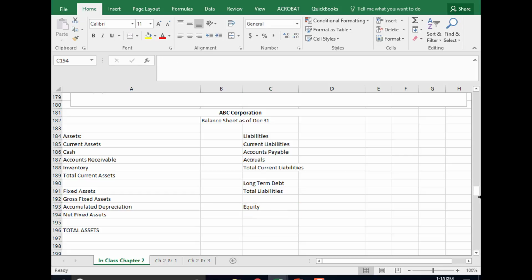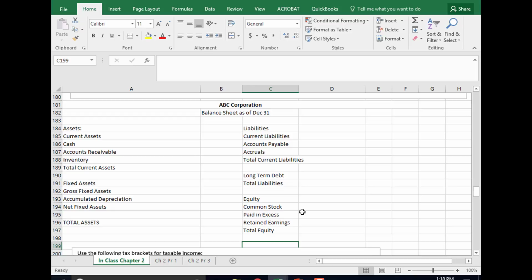And that includes our common stock, paid-in excess, and retained earnings. Those all together are our total equity, and our liabilities plus our equity are our total liabilities and equity.